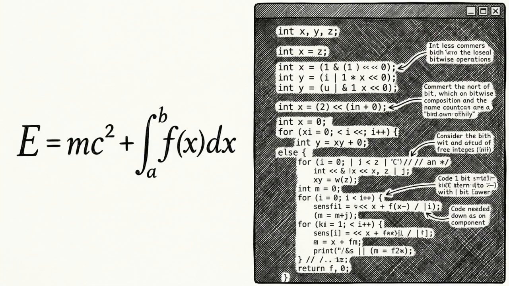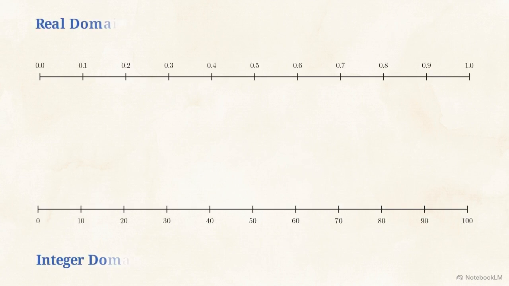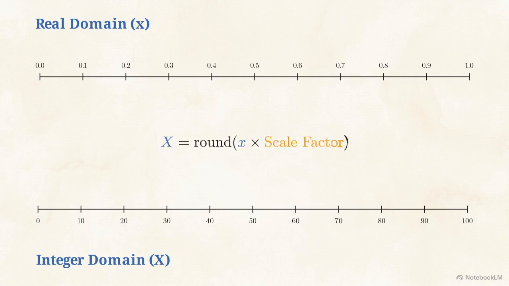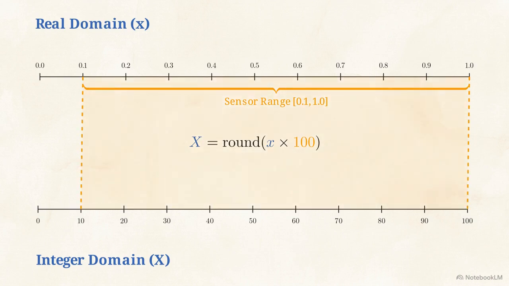To meet strict execution deadlines, the programmer has to abandon the comfort of high-level math and manually map their equations on the hardware's integer logic. This diagram breaks down how we mathematically project from the real domain, lowercase x, to the integer domain, uppercase X. The formula is strict. X equals the rounded product of our input x and its scale factor. Assume we are reading a sensor that outputs a value between 0.1 and 1.0. To secure 2 decimal digits of precision without using floating point types, we apply a scale factor of 100. If the sensor reads 0.7, multiplying by 100 drops it safely into the register as the integer 70.